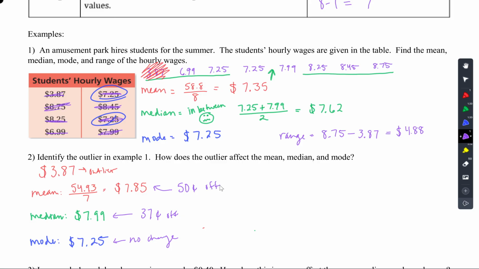I got that for mode and median, but did you do the average yet? So you're going to do the average. Did you get it? I got 785. Just so you know.